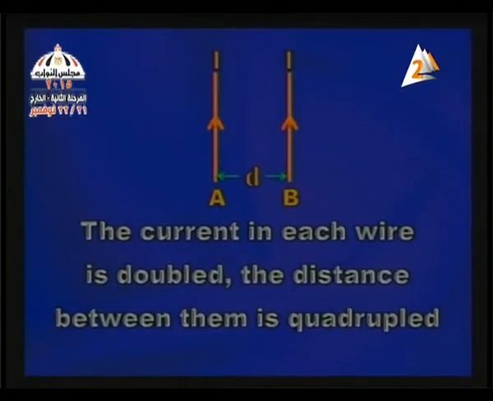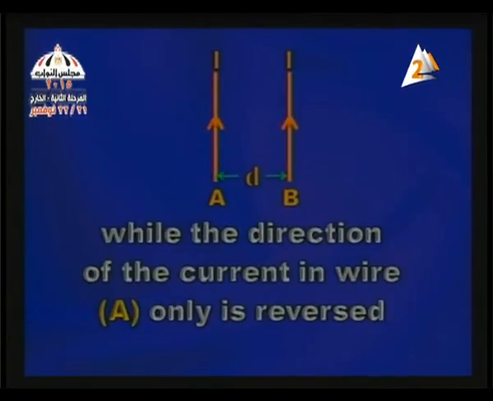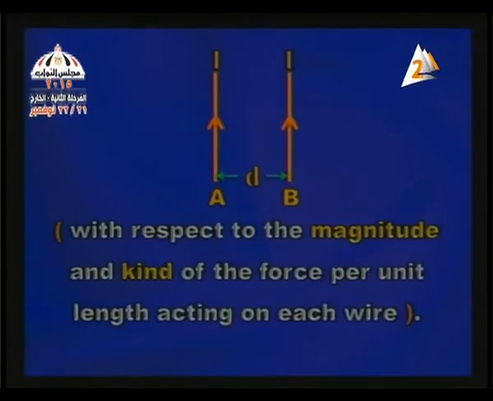The distance is made 4 times greater, is quadrupled, concerning the force acting on the two wires, while the direction of the current in wire A only is reversed. So let me remind you of the changes here. Current through each wire is doubled. Distance is made 4 times greater. Current in just one wire is reversed. We want to know what is the result on the magnitude and kind of the force per unit length acting on each wire.